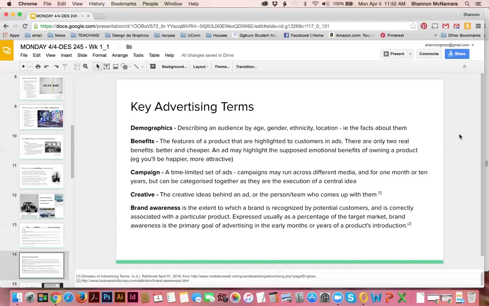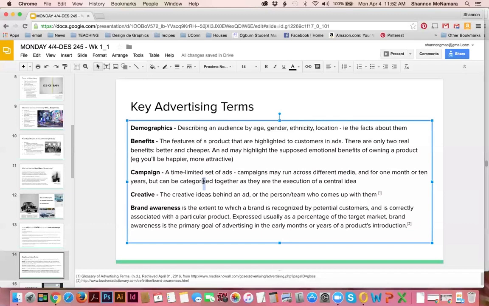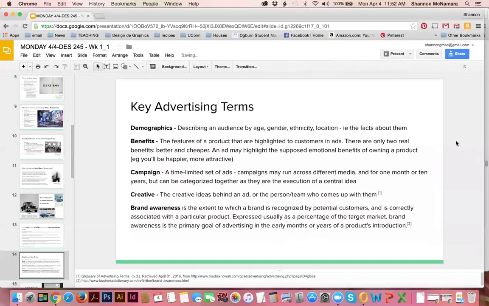Campaign, not just a political campaign, but an ad campaign is a time-limited set of ads. Campaigns may run across different media and for 1 month or 10 years, but they can be categorized together as they are the execution of a central idea. And for some reason, I spelled categorize like I'm from Britain. So let me fix that. So when you think of an ad campaign, are there any famous ad campaigns that come to mind that you remember seeing, in print or even television campaigns?